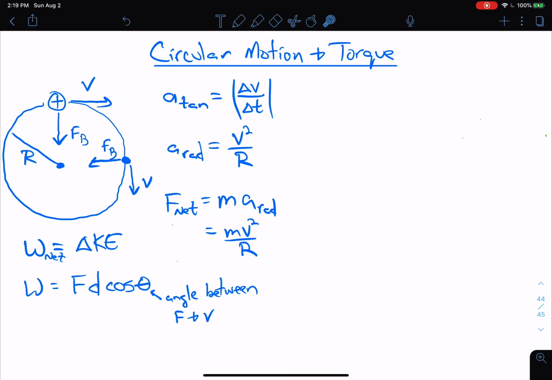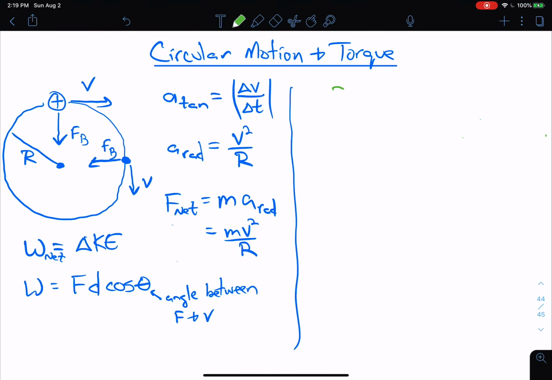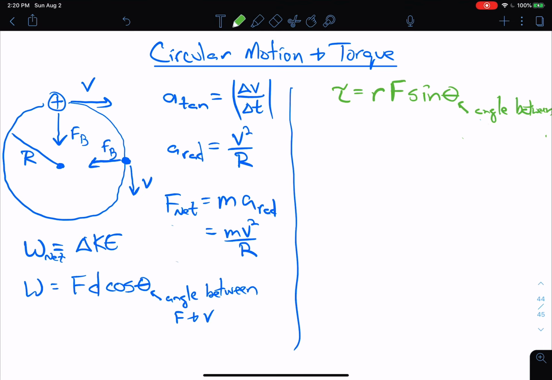Okay, now let's talk about torque. Just to remind you of the formula for torque, the torque is the lever times the force times the sine of theta. Now the lever, that's the distance between the rotational axis and where the force is applied. And theta here, this is the angle between the force and the lever.